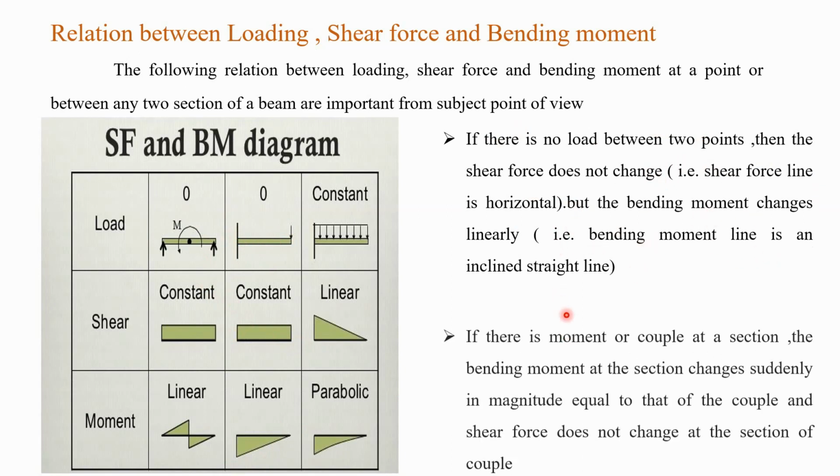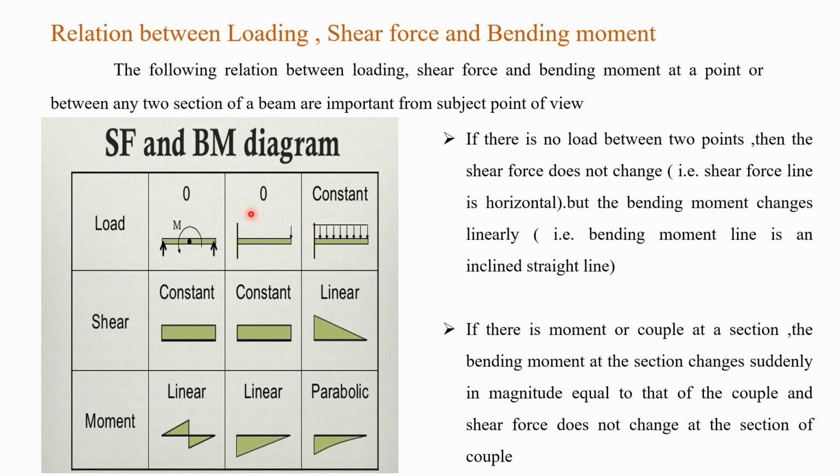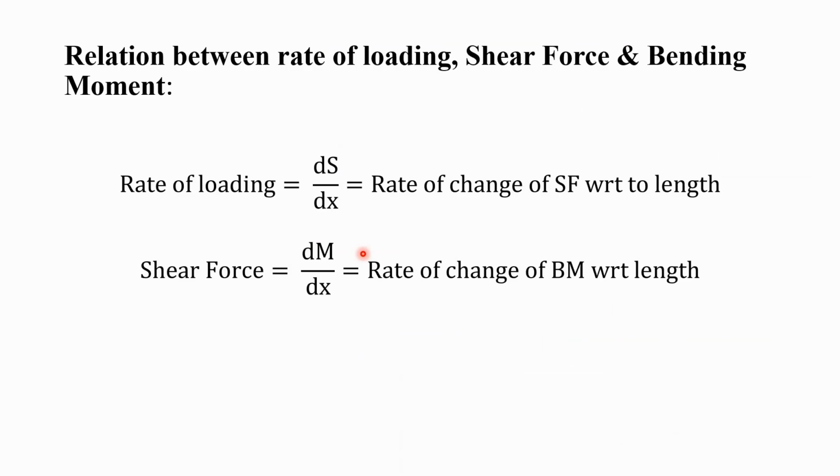And if there is a moment or couple at the section, as you can observe in the first diagram, then the bending moment at that section changes suddenly in magnitude equal to that couple, meaning under the point of that moment there are two values of bending moment, but the shear force does not change at that section of couple. The third case we already discussed.